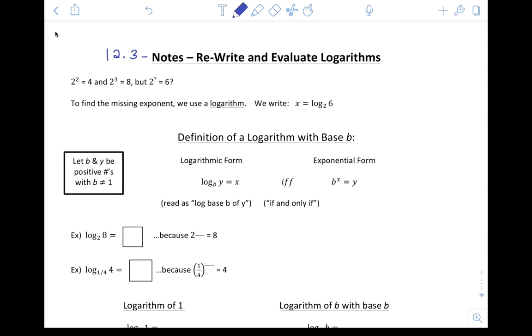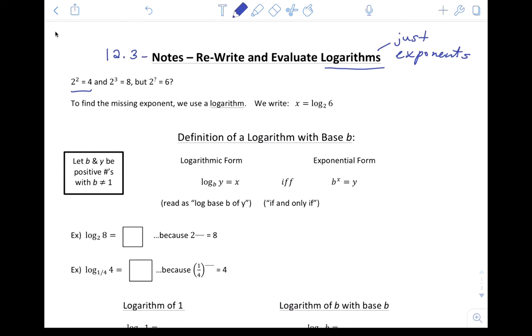For one, logarithms, they're just exponents. It's just another way to write them. So a logarithm is an exponent. Now, where did it come from? Let's look at something very basic.